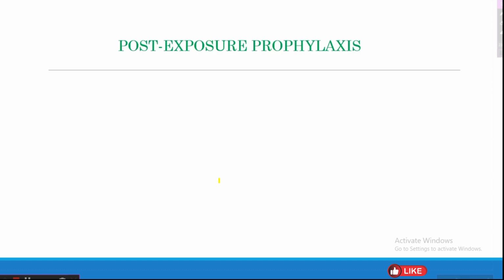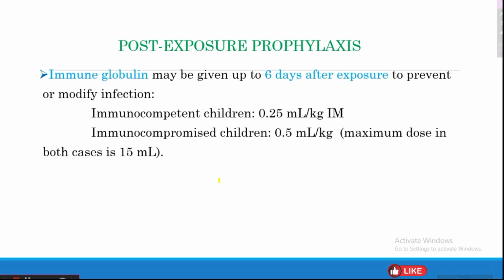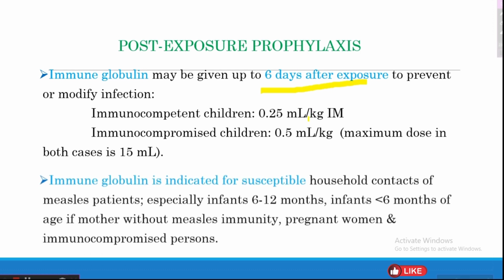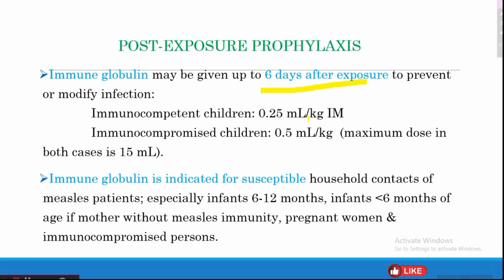Then for post-exposure prophylaxis, we give immune globulins. They can be given for up to 6 days after the exposure to prevent or modify the infection. And then immunoglobulin is also indicated for susceptible household contacts of the measles patients.